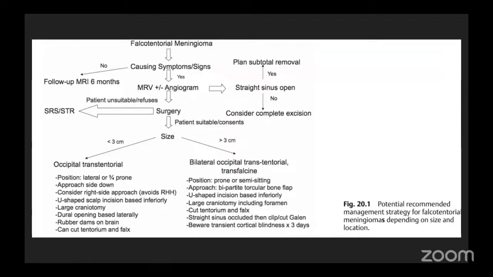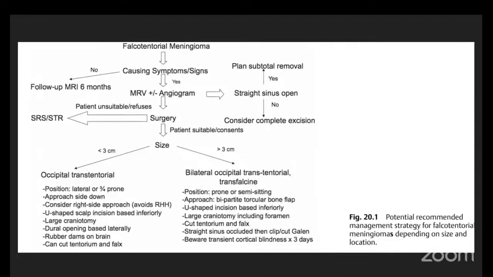This is from FT, and they are using size as a cutoff. If the size is less than 3 centimeters and the patient is not a good candidate for SRS or STR, then they can go for occipital transtentorial. If the size is more than 3 centimeters, they are advising what here? Bilateral occipital transtentorial transversal. We will probably discuss this approach on Tuesday, inshallah ta'ala.